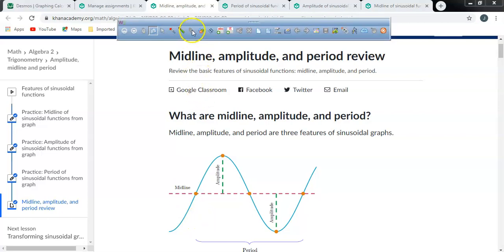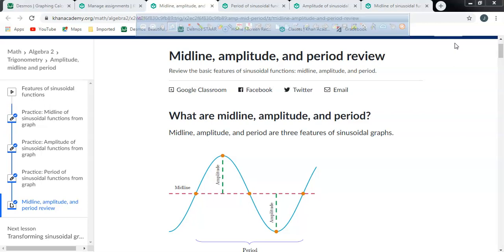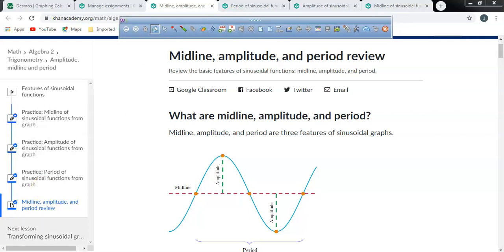Alright, so we're going to see how this goes today. We're going to be talking about midline, amplitude, and period for two different types of sinusoidal functions. One, the sine of x graph, and the other, the cosine of x graph. Okay, so let's go ahead and get started. So those are your two basic graphs.